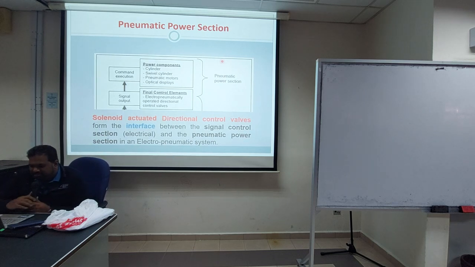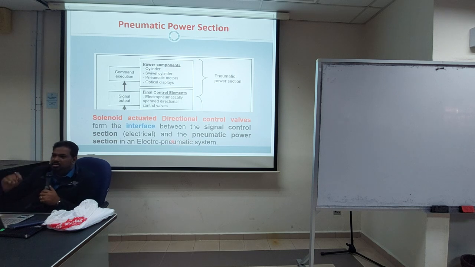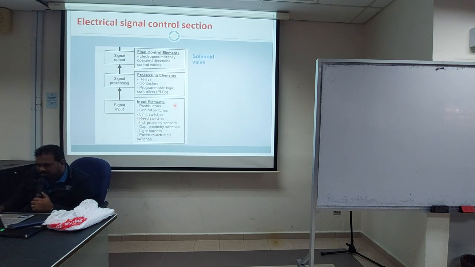Okay, pneumatic power section. So solenoid actuated direction control valve form the interface between signal control section and the pneumatic power section in the electro-pneumatic system. So dia macam wireless. So it's not really connected using wire. Tapi you tekan yang ni, dia akan hantar signal dekat your solenoid. Solenoid yang akan jadi contact point between your pneumatic and also your electrical part. Okay, so yang ni semua pasal input lah. So kita gunakan solenoid valve.